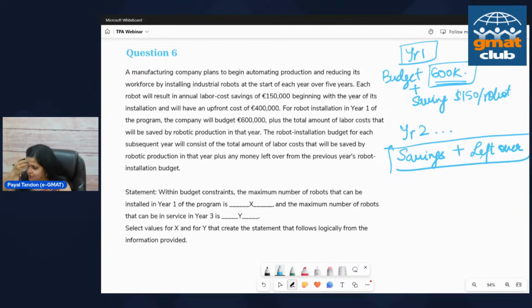Now, the next thing over here is what is it that we have to find? Within budget constraints, the maximum number of robots that can be installed in year one of the program is what? And the maximum number of robots that can be installed in year three. So we have to go from year one to year two to year three. There's a lot of processing we would need to do if we solve this question using equations, which is where you have to draw certain inferences before you go further.